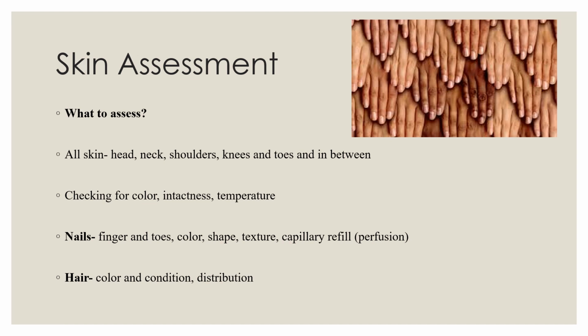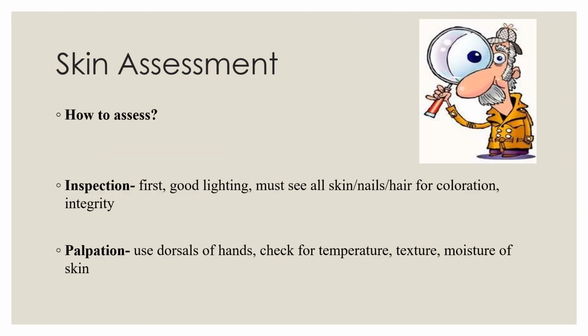We will be looking at nails, fingers, and toes. We are looking for the color of the nails, the shape and texture, and we will also talk about capillary refill or perfusion. When we look at the hair, we look at the color and condition and the distribution of hair. So as you can imagine, all these different things that you're going to assess can indicate some of the things that may be going on with your patient.